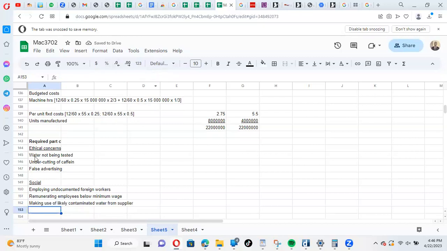So which means here when we talk of water not being tested, they are being unethical for starters. But now it becomes a social problem. If the supplier said the water is tested and they don't test the water, then socially they are now selling contaminated water too. Yes. Okay, so this is safe.